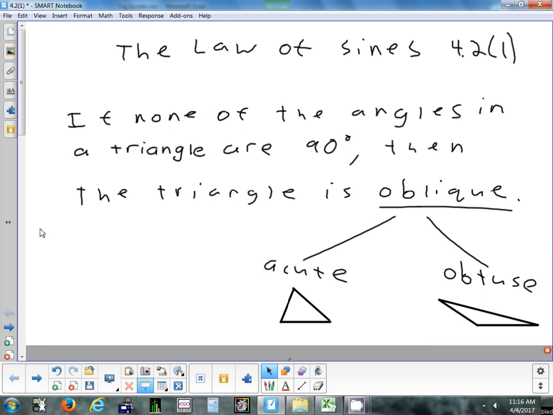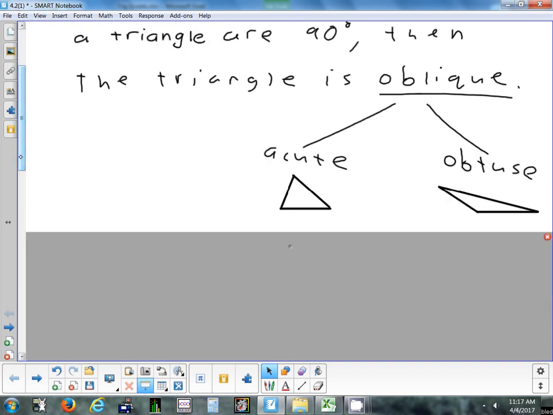Could you have two angles more than 90? No. Why not? Yeah, all the angles have to add to 180. And if you had two angles more than 90, then it would add up to more than 180. So at most, you can only have one angle more than 90.